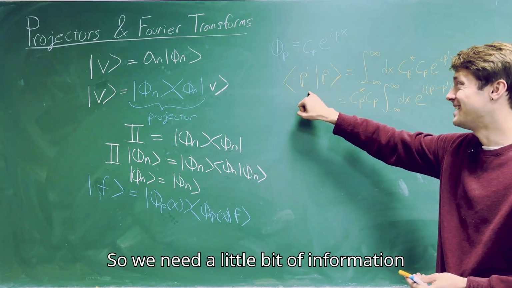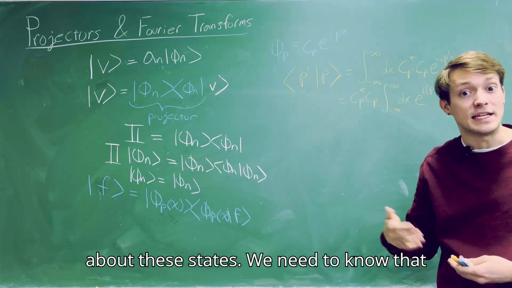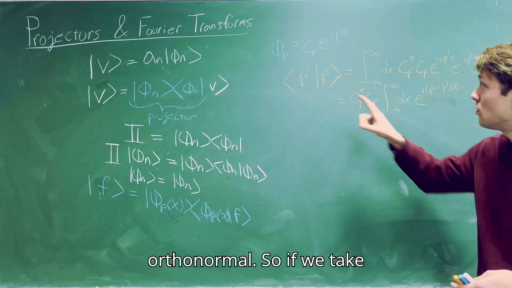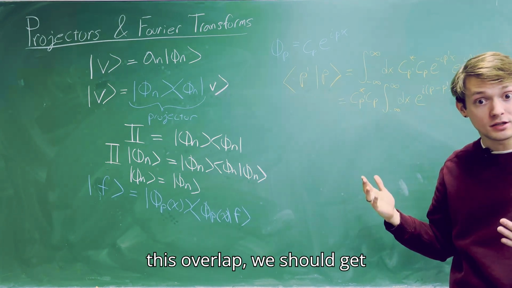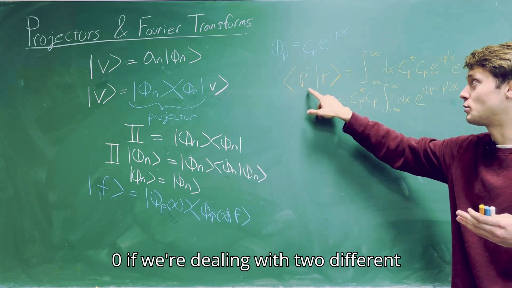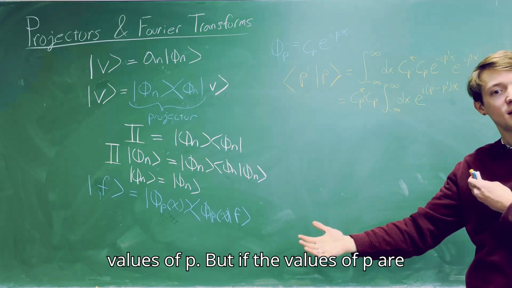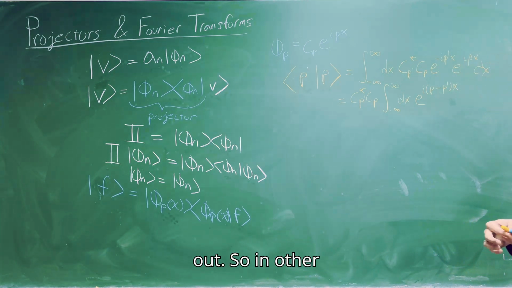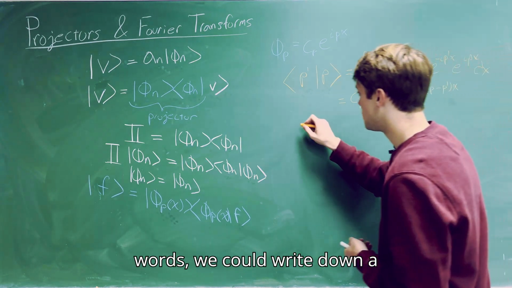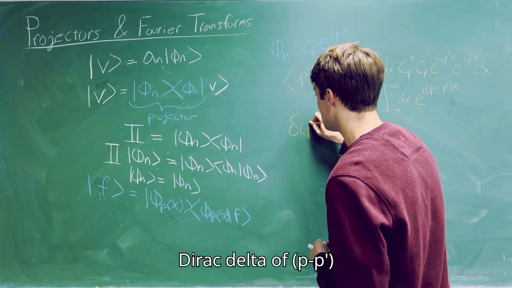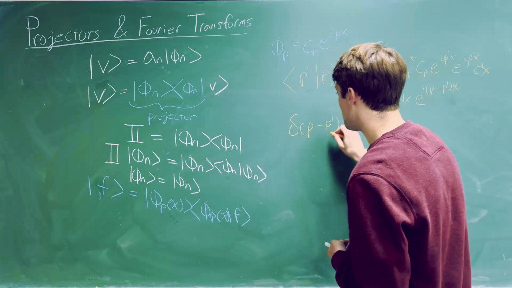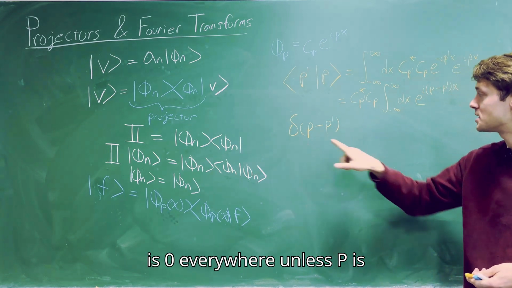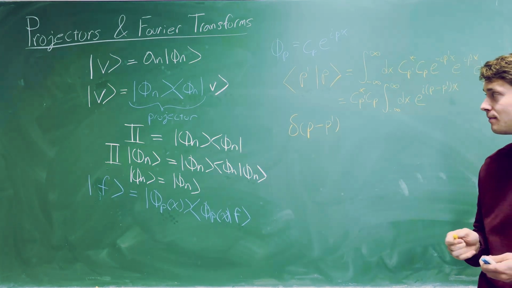So we need a little bit of information about these states. We need to know that they should be orthonormal. If we take this overlap, we should get 0 if we're dealing with two different values of p. But if the values of p are equal, we should expect to get a 1 out. In other words, we could write down a Dirac delta of p minus p prime. This function is 0 everywhere unless p is equal to p prime.